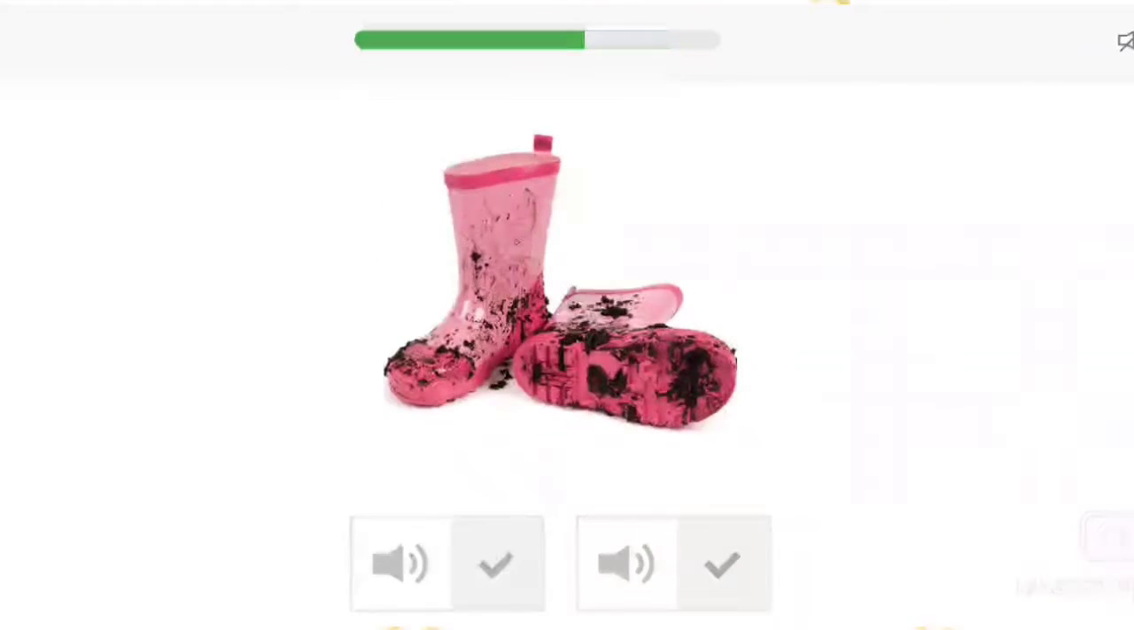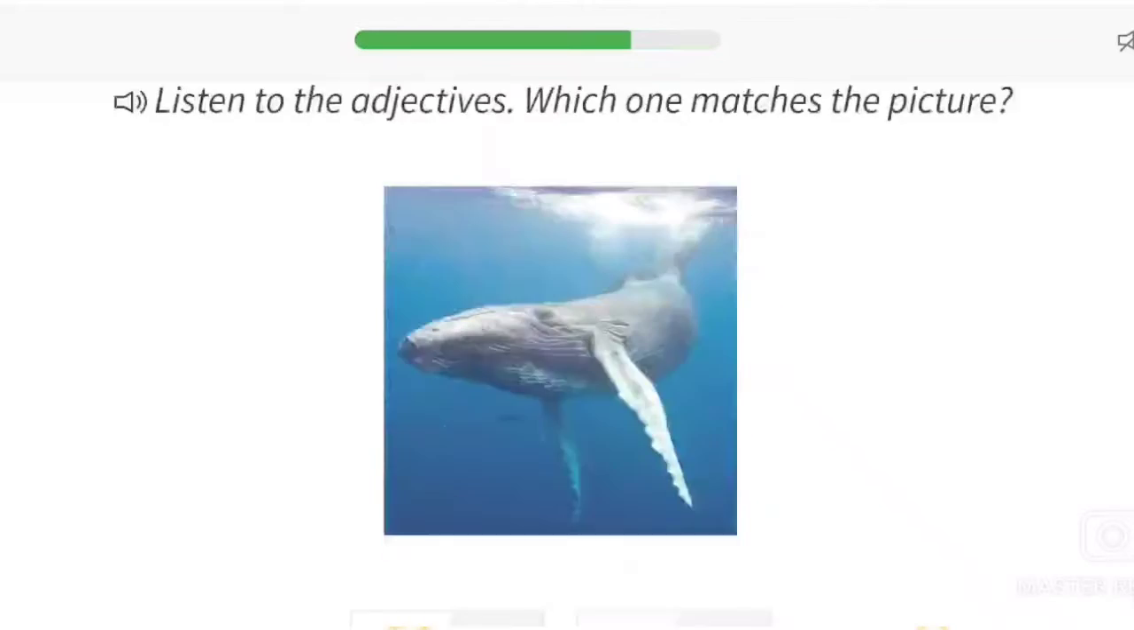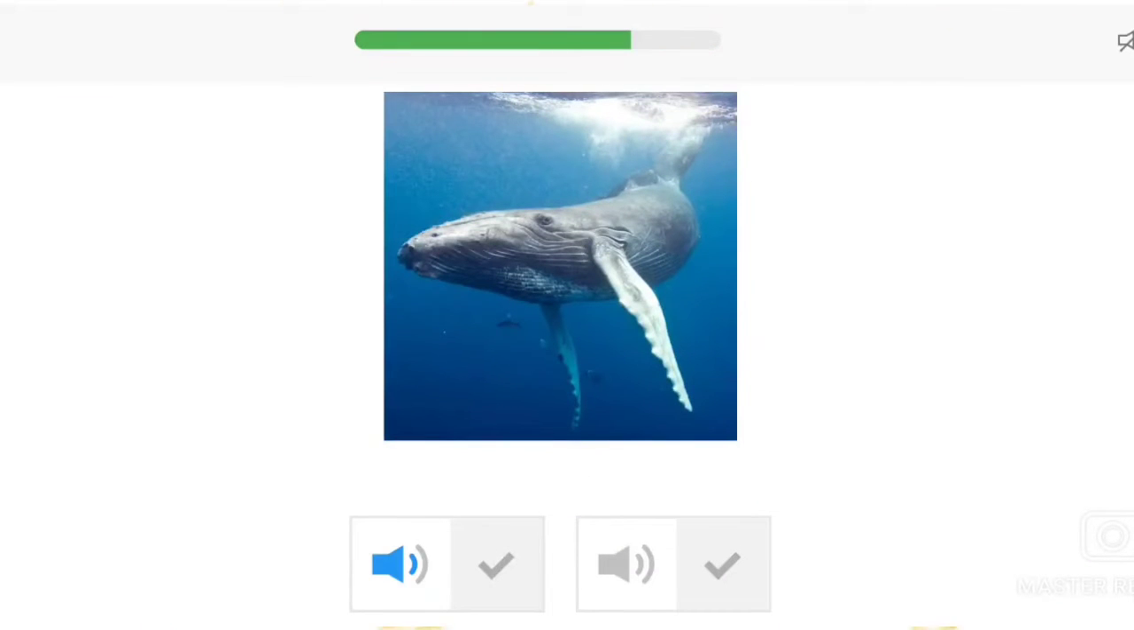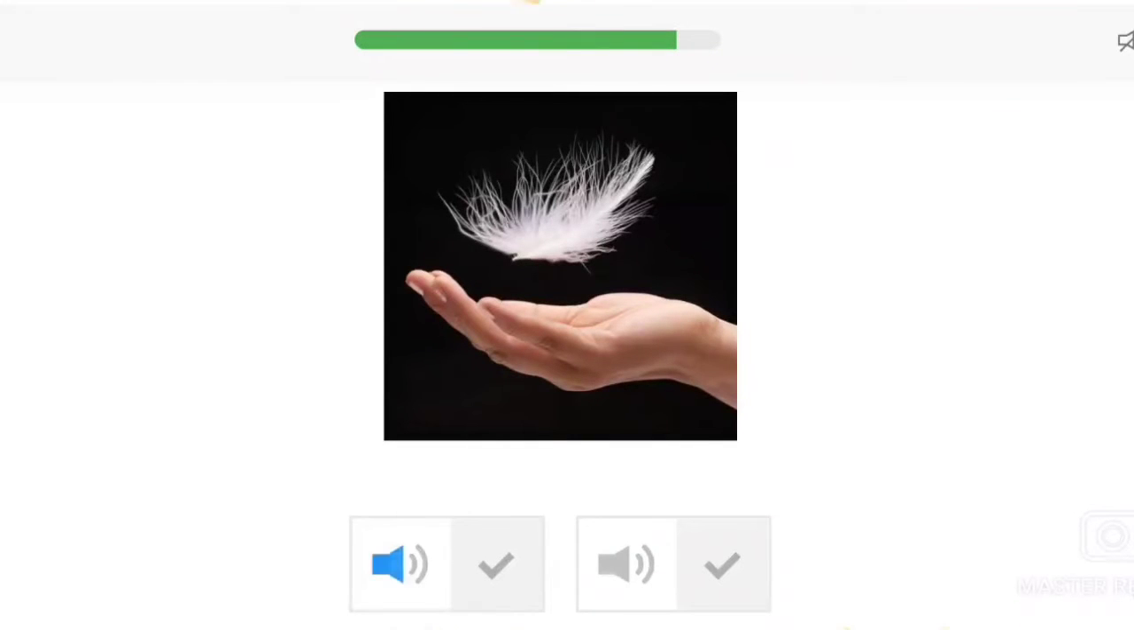How are the shoes? Dirty or clean? Clean. Dirty. The shoes are dirty. Tiny. Huge. How is the fish? This fish is huge. Light. Heavy. How is this feather? This is light.